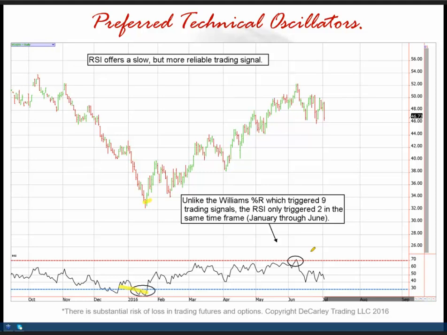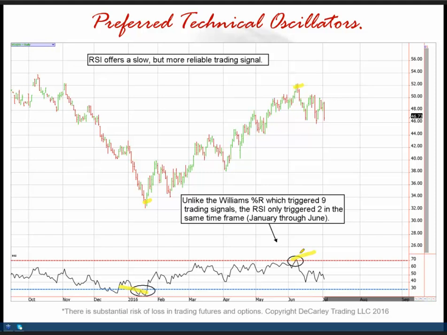But they're much higher quality trades. I mean, you can see these would be a lot less stressful than the Williams %R trader would have been. Of course, not everybody is patient enough to wait 6 months for a single trading signal, so just keep that in mind. That's something to consider.